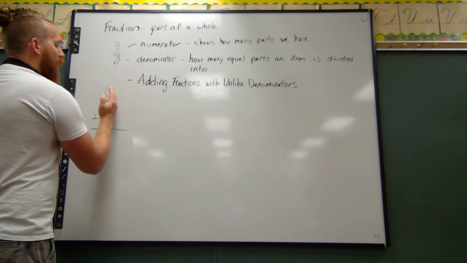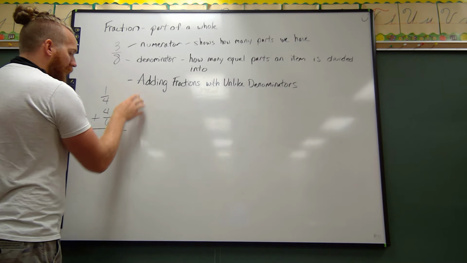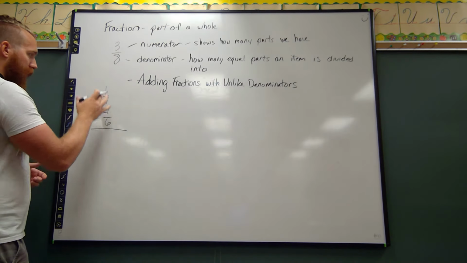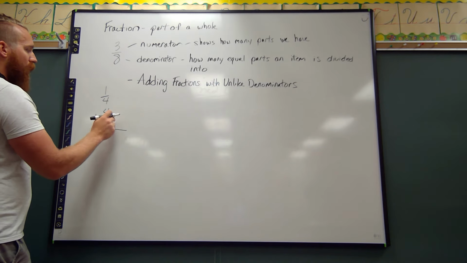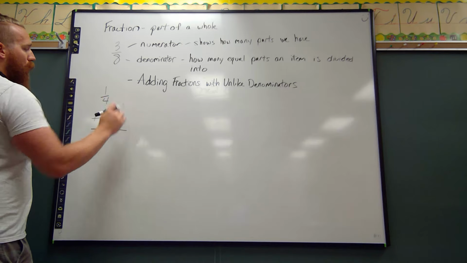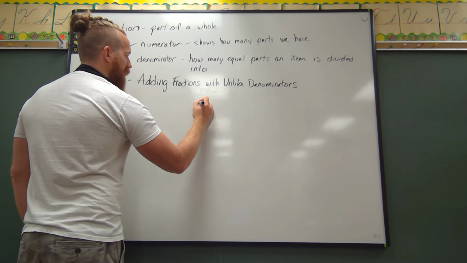Also, it's always important to write your fractions up and down like this so that when you do find your common denominator, you can simply shift them over and then add them as you would a normal problem. So the easiest way to find a common denominator is to find the least common multiple for these two numbers, the 4 and the 6.